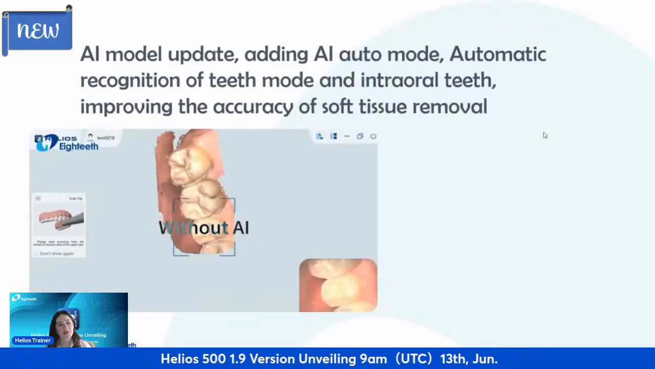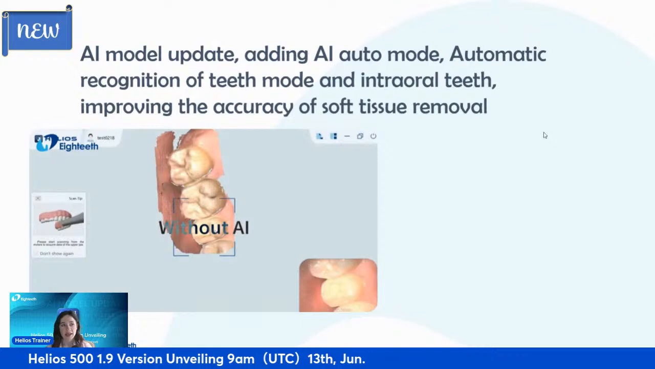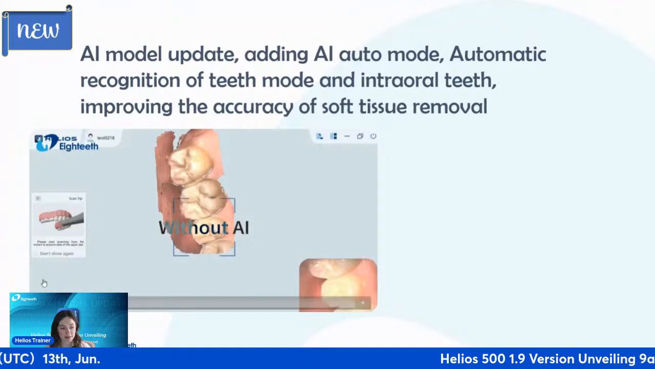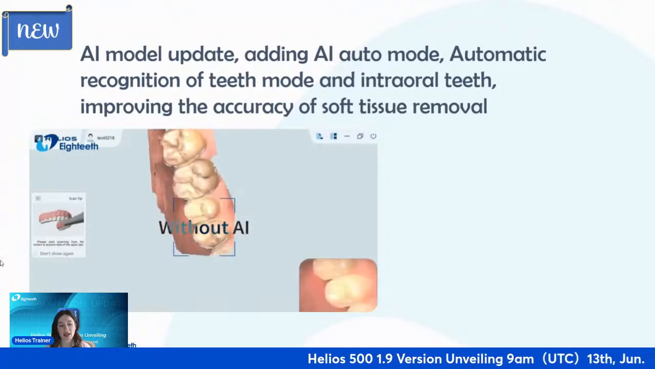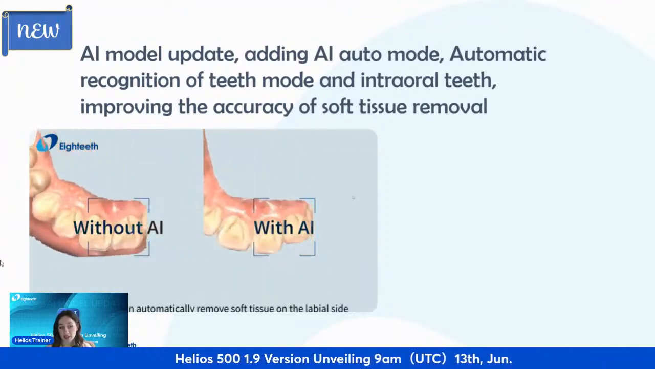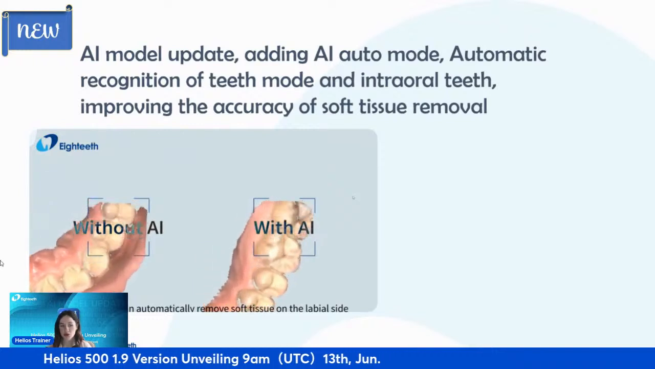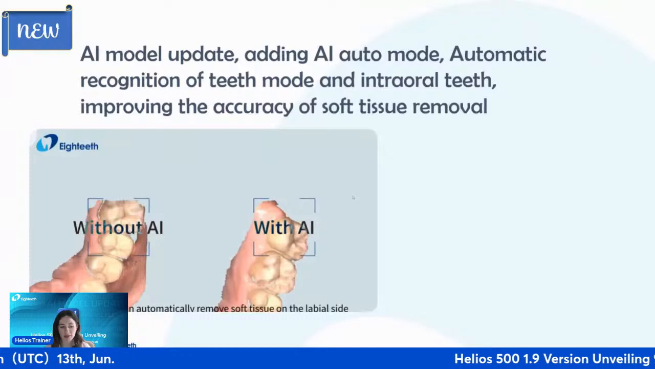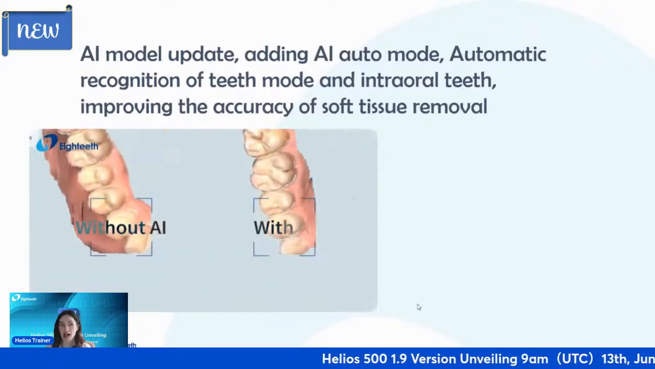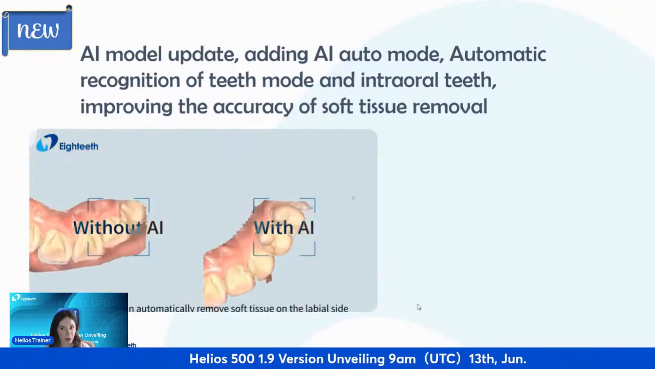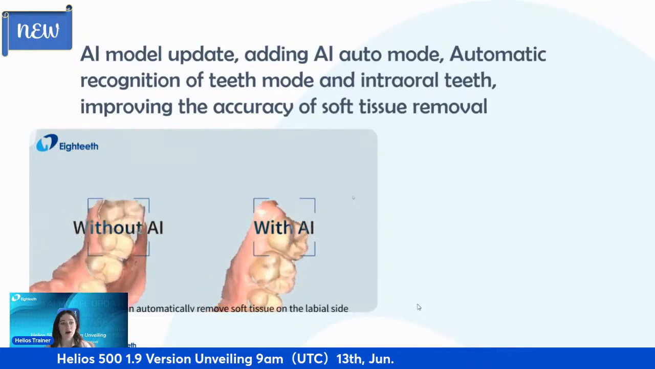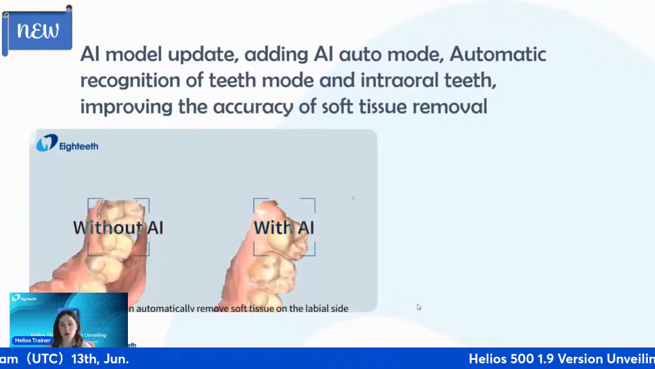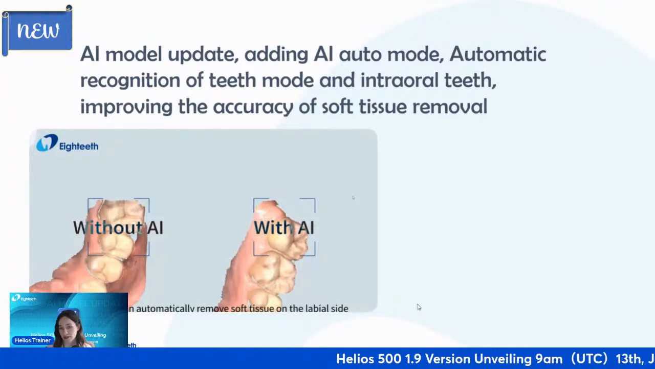And a new thing: as you know, we have artificial intelligence. What does it mean? Let me show you. When you're doing the scanning, the artificial intelligence automatically detects soft tissues and removes them automatically, like in this video. And we had a new update about it: we added automatic recognition of teeth modes and intraoral teeth, improving the accuracy of soft tissue removal.